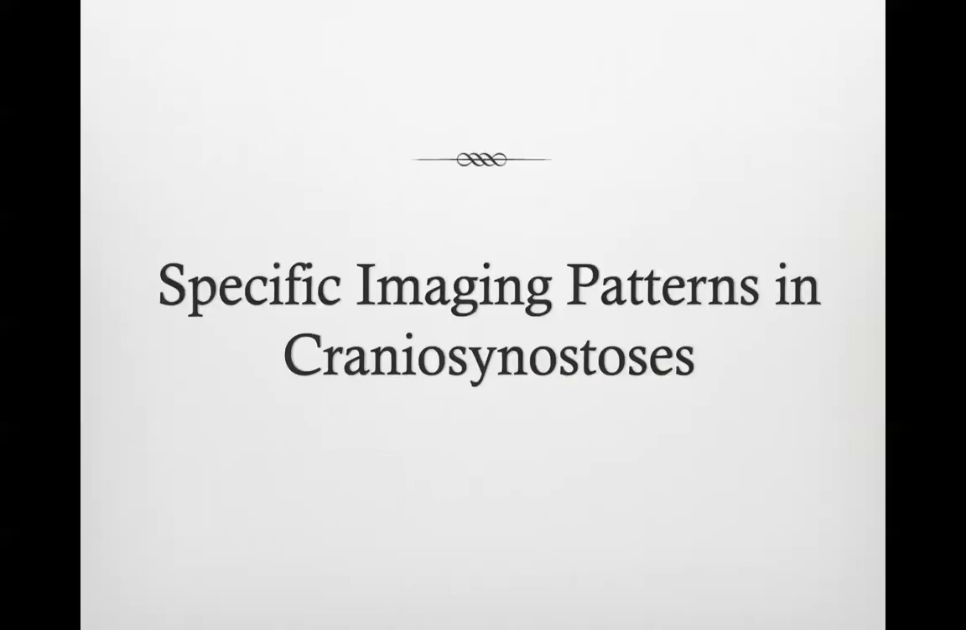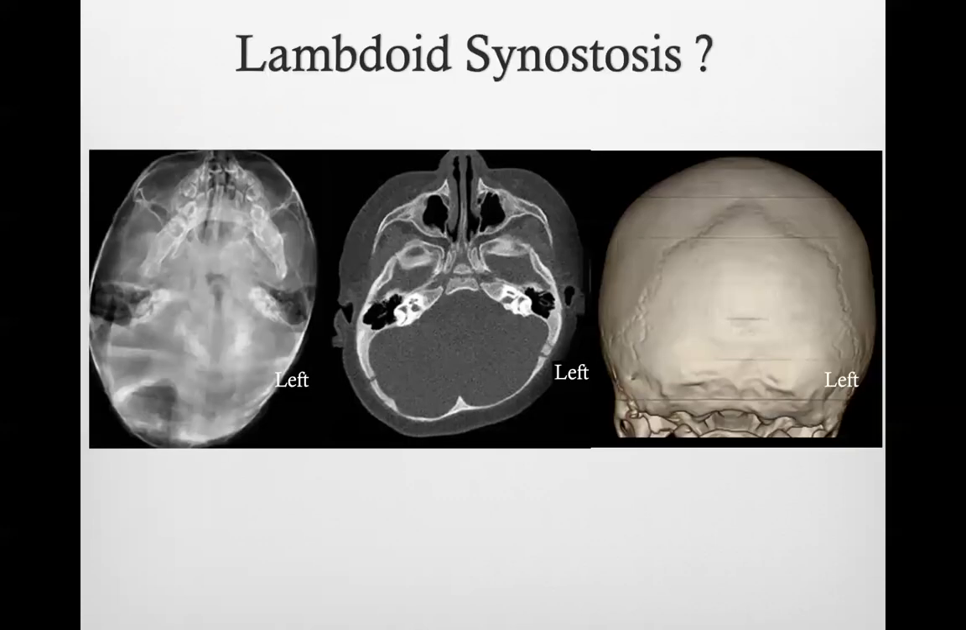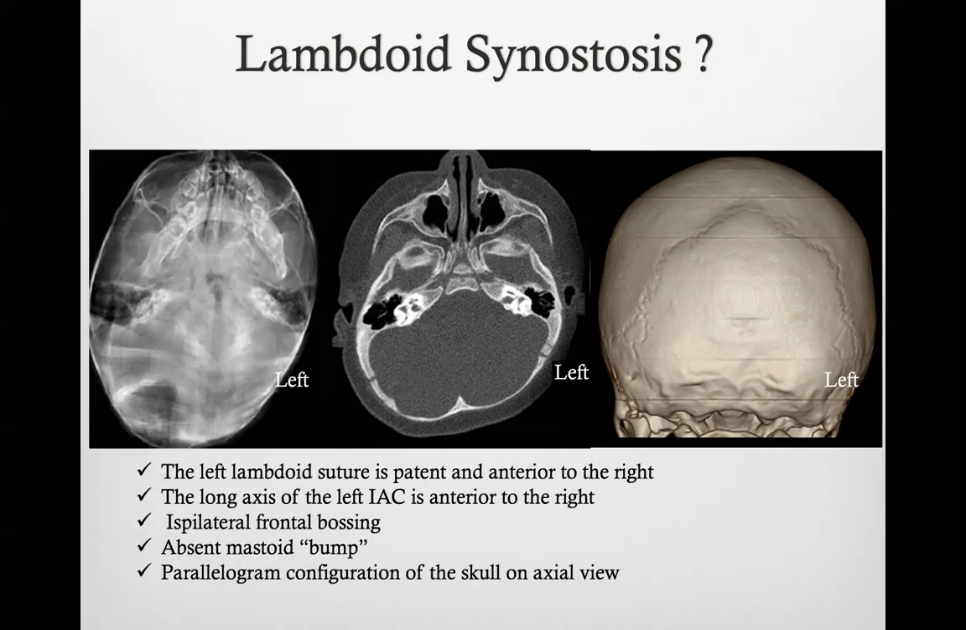Let's see some image patterns of craniosynostosis. This is a child who came for suspicion of lambdoid synostosis, but if you look at the 3D and also at the CT here, again, radiograph very, very difficult, but if you look at the 3D, the two lambdoid sutures are visualized, so there is no lambdoid synostosis. The important thing is that if you look at the internal auditory meatai, the one will be pushed anteriorly, and the child will also have frontal bossing without the mastoid bump that is typical of lambdoid synostosis. So this is a positional plagiocephaly.